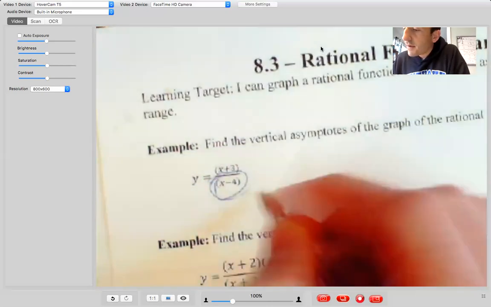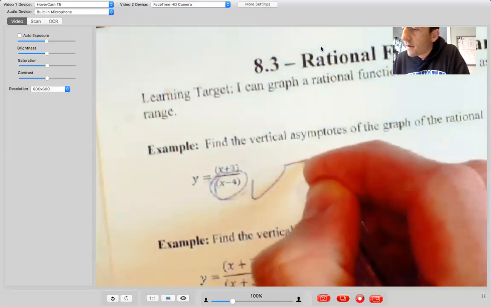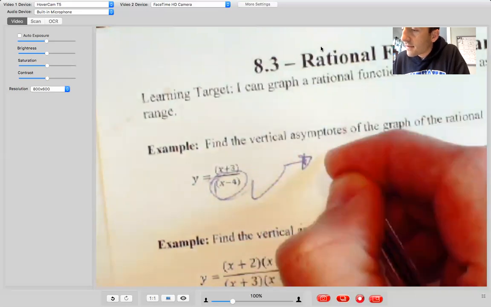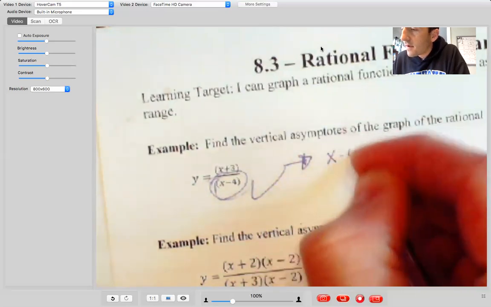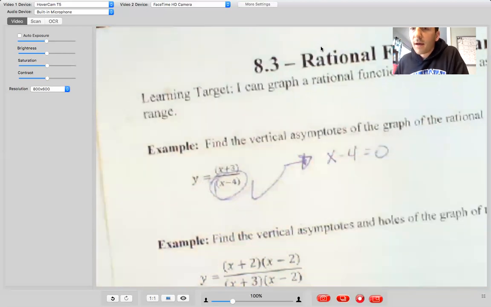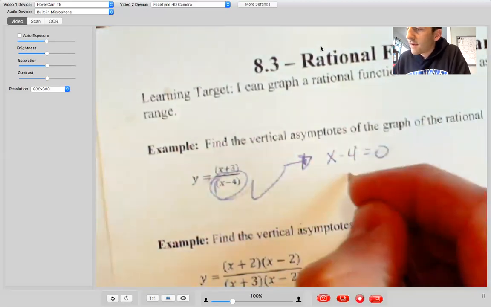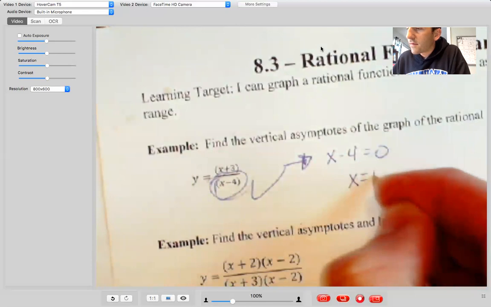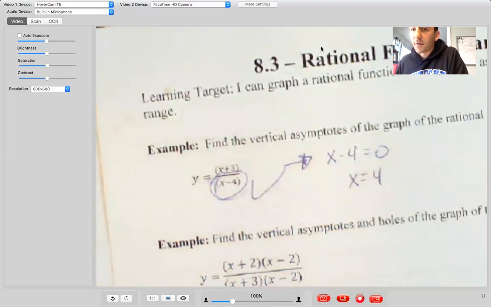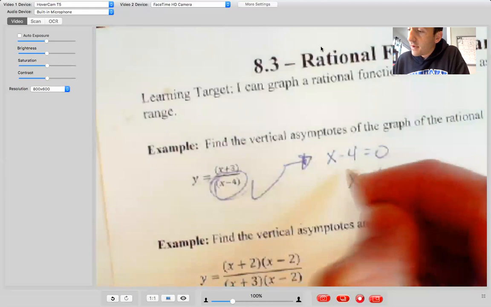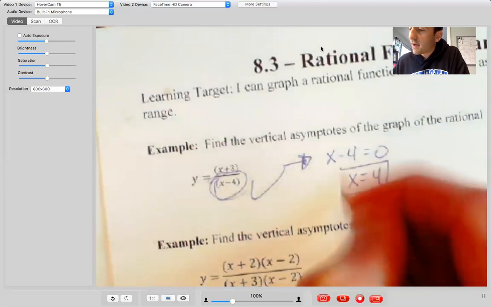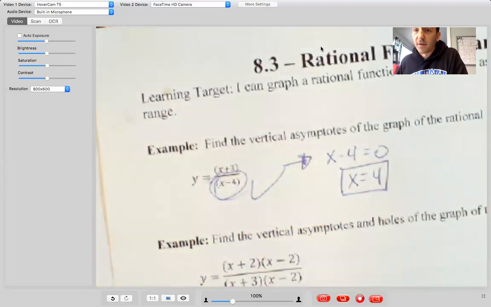So since our denominator is x minus 4, we just set that equal to 0, and then solve for x, giving us x equals 4. And remember, when you have a line in the form x equals a number, that is a vertical line, so that would be our vertical asymptote. And remember, an asymptote, well, we'll get more into that once we start to graph.